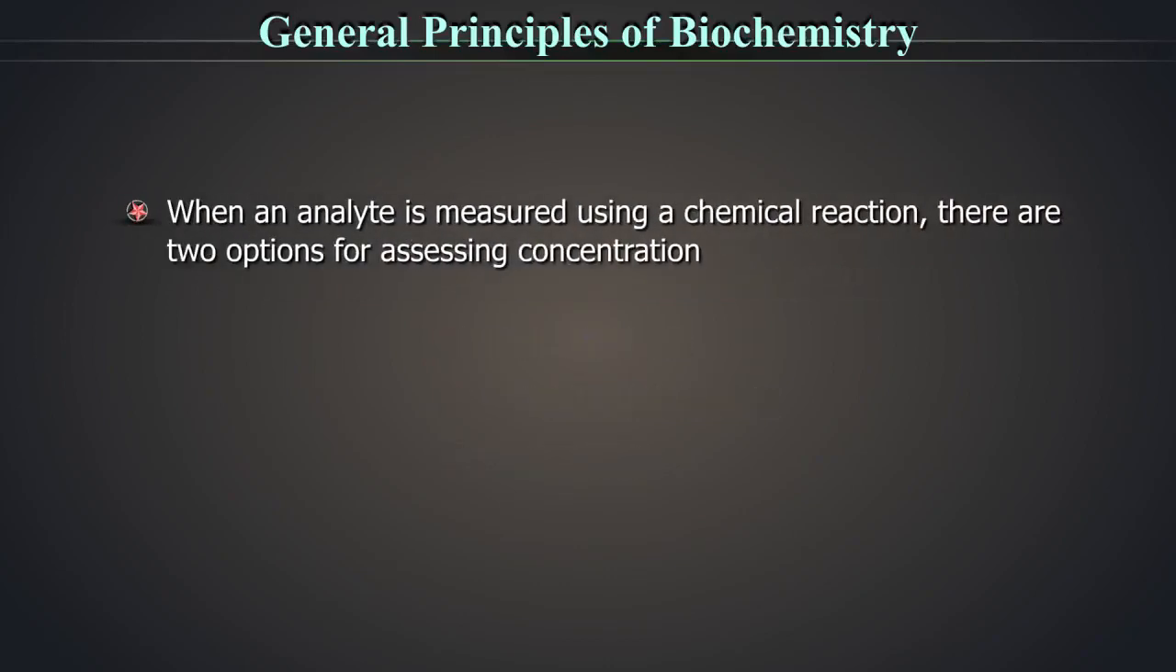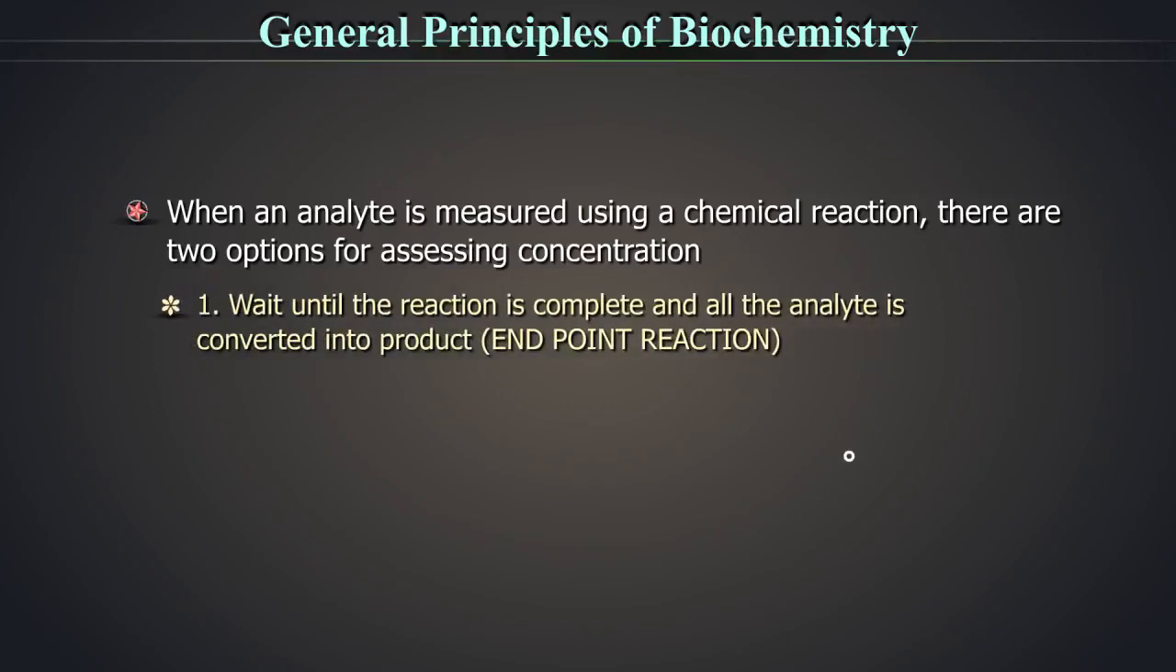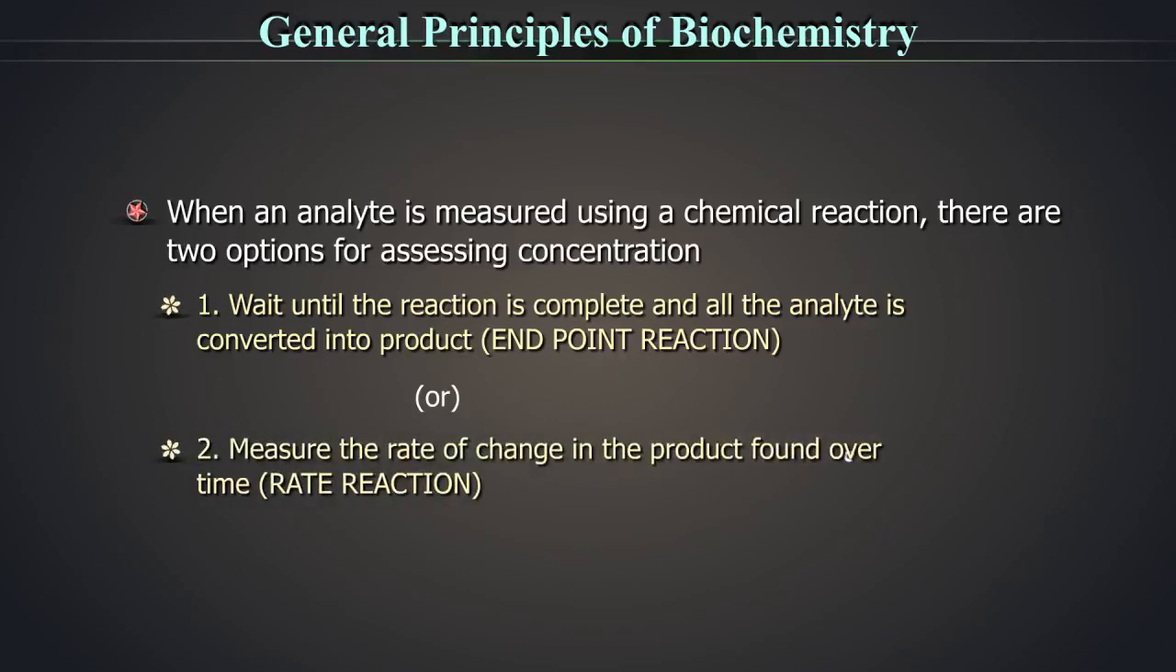When an analyte is measured using a chemical reaction, there are 2 options for assessing concentration. Wait until the reaction is complete and all of the analyte is converted into the product. This is called endpoint reaction. Or measure the rate of change in the product found over time. This is called rate reaction.